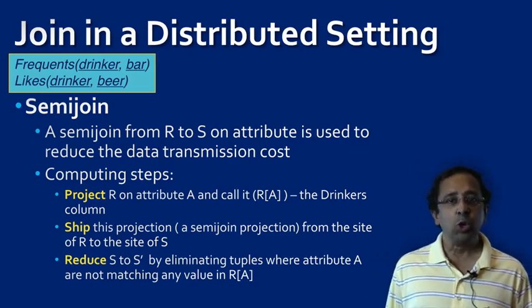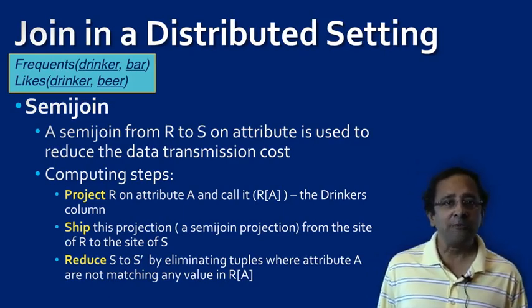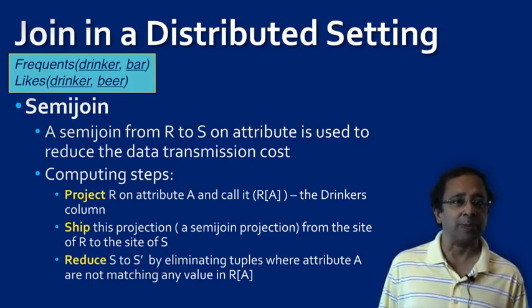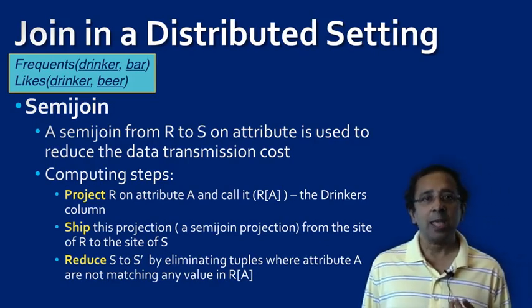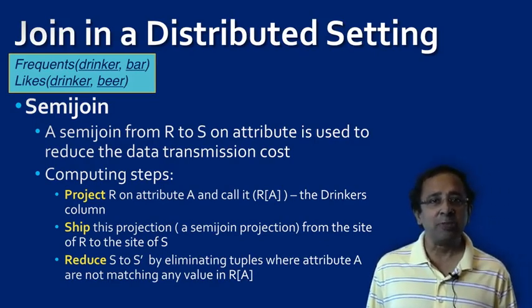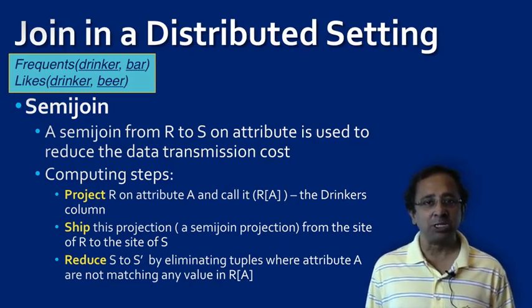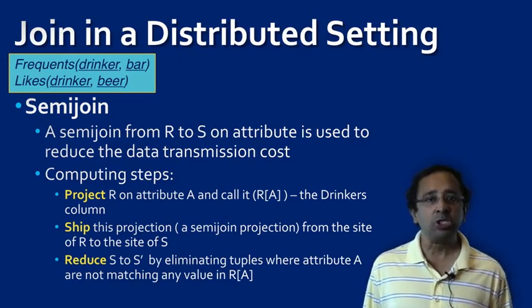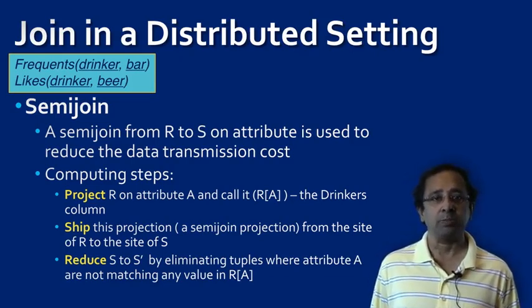Finally, the join is performed by looking at the values in the likes column that only matches the values in the shipped data. That means only the data from likes that matches the drinkers that are chosen. These are then the join results which would go to the output of the operation.